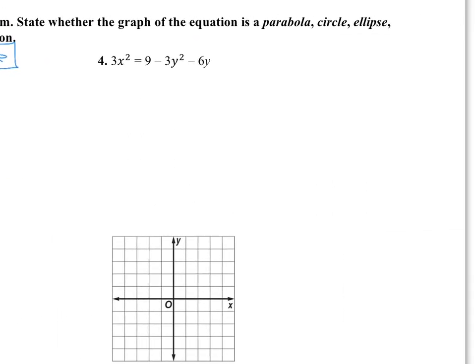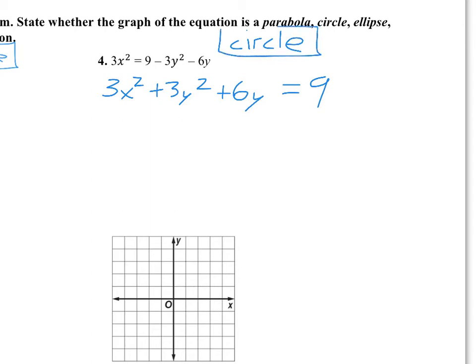Okay, number 4 looks like a circle. So if I put the x squares on the same side, so I added 3y² to the left side. I'm also going to move the 6y to the other side. So that's going to become positive. Then I'll leave the 9 where it was. Alright, so I know this is a circle because they're both squared, they're both positive, and they both have a 3 in the front. So that makes it a circle. If that was a negative in between, it would be a hyperbola.